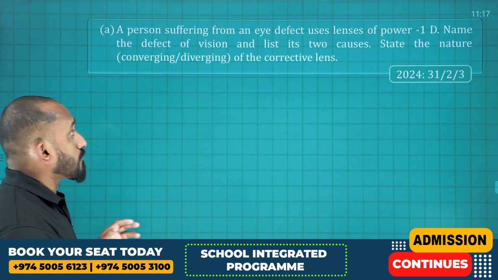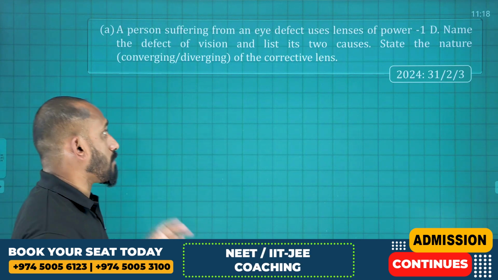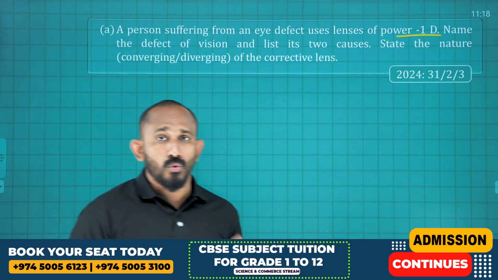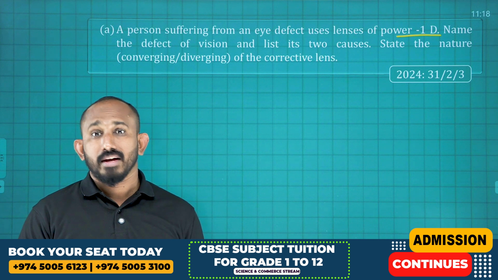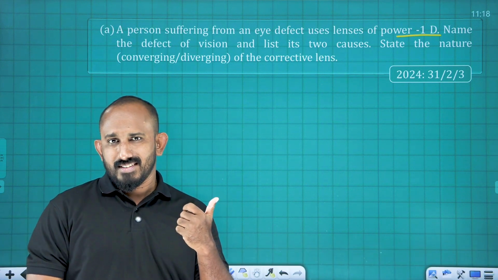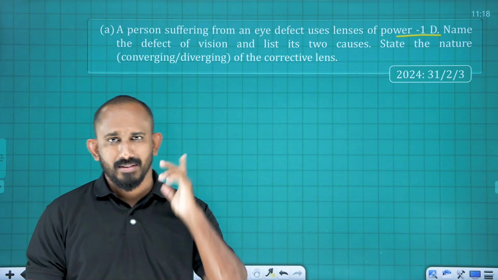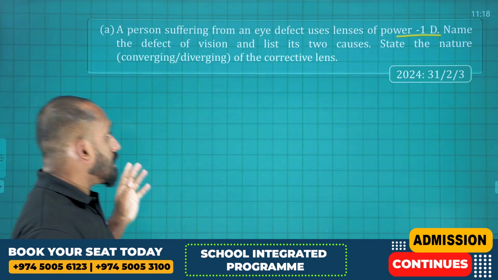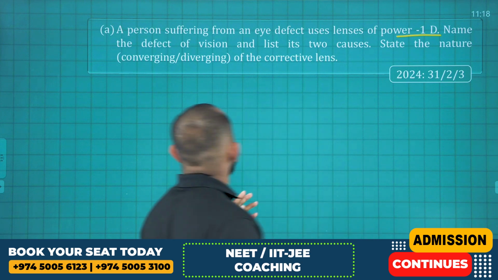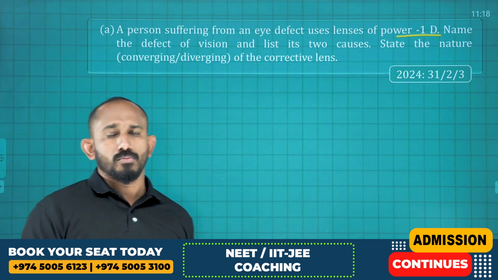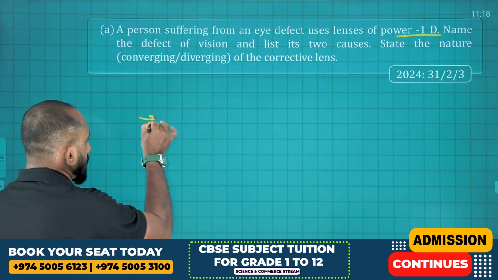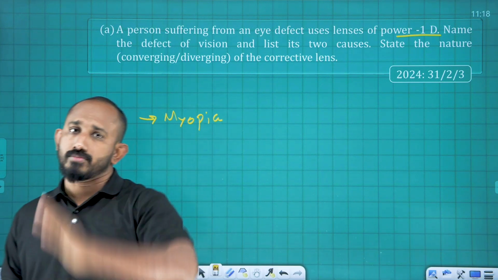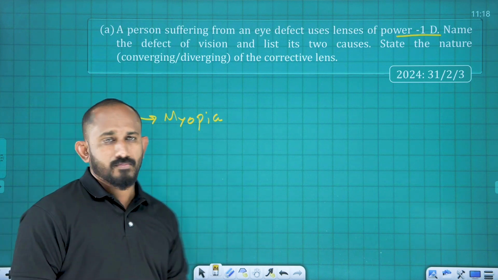A person suffering from an eye defect uses lenses of power -1 diopter. So he is suffering from an eye defect. A power of -1 diopter means it is a concave lens. So which is the defect? Myopia. Very good. Name the defect of vision and list its two causes. State the nature of the corrective lens. So it's a 2-mark question. The defect is myopia. He cannot see far objects, distant objects, clearly.